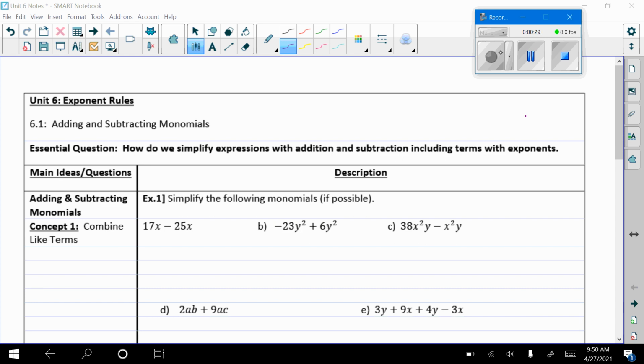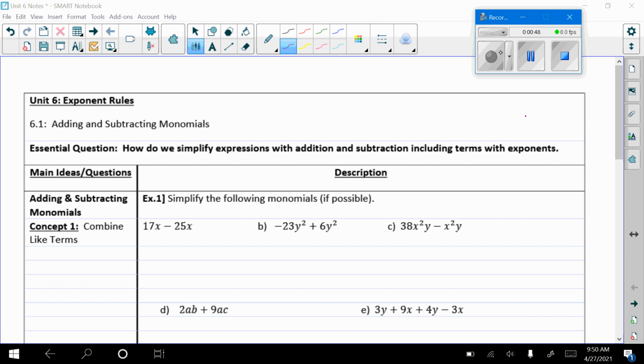As we start in with some skill building here, we're going to do a quick little review, and then I'm going to give you some input on some other things we can do with exponents. First of all, we're going to start in with adding and subtracting monomials. We're going to simplify expressions with adding and subtracting, basically like terms.